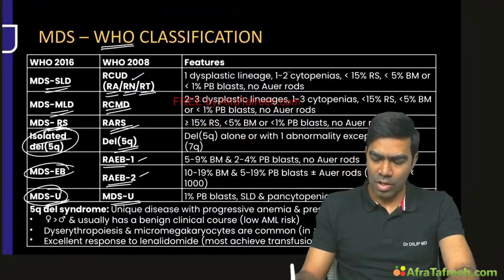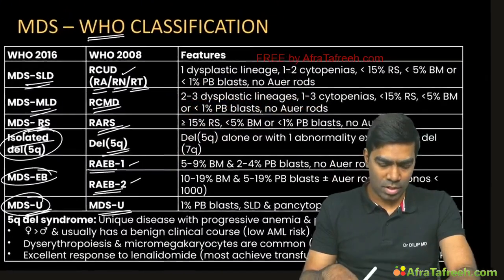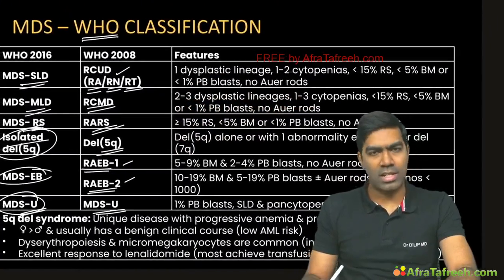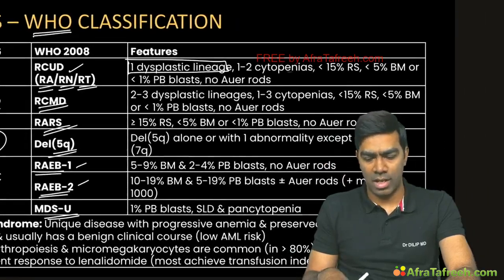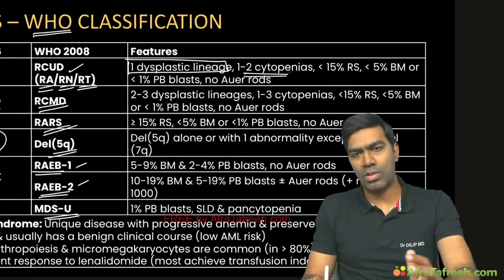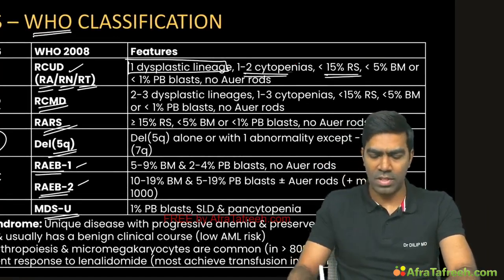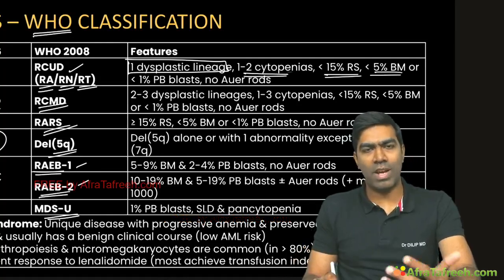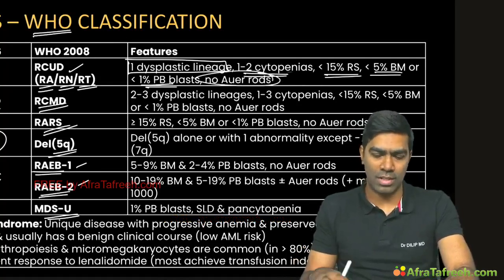So let us have a look at each and every single type, then I'll give you the algorithm. So first, MDS with single lineage dysplasia. Here, as the name implies, you're going to have only one dysplastic lineage, and patients can have approximately 1 to 2 cytopenias, typically a single cytopenia, most often an anemia. And by definition, they should have less than 15% ring sideroblasts, less than 5% blasts in the bone marrow and less than 1% blasts in the peripheral blood, and they should not have any Auer rods. This is that definition.